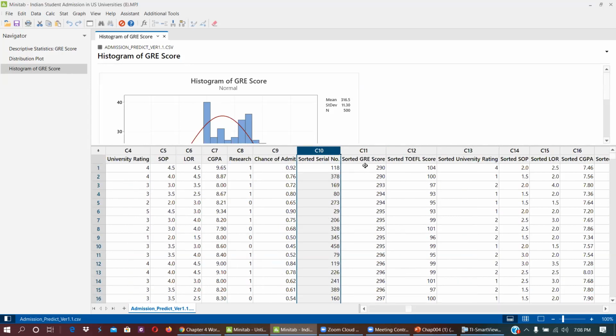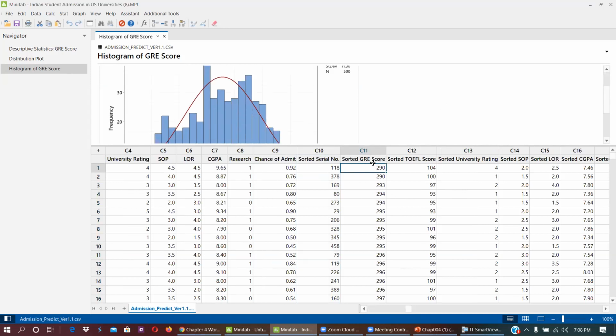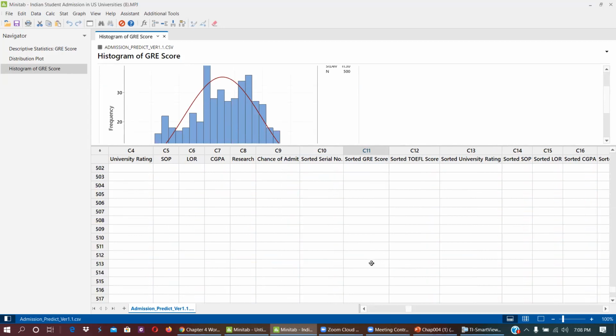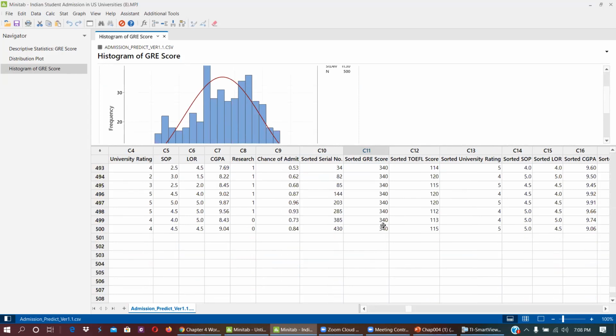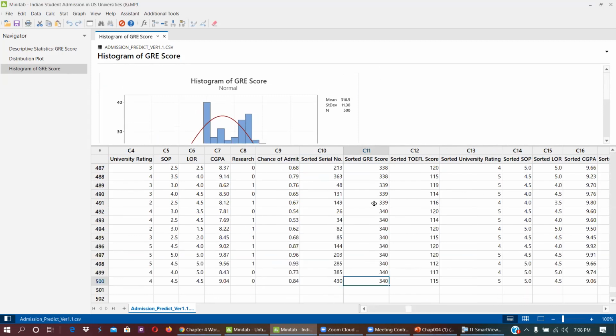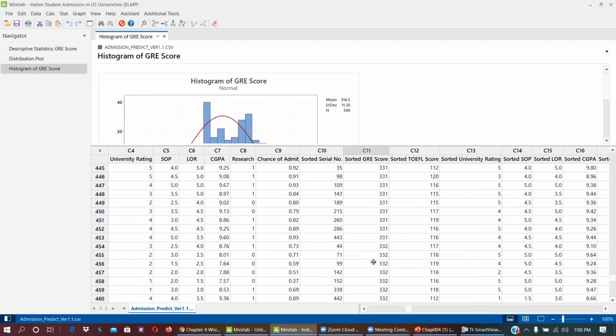So 290 is the lowest one, if I can see. And if I go from 290, 300, and then about 350. So 340 means all our data is coming in our range.